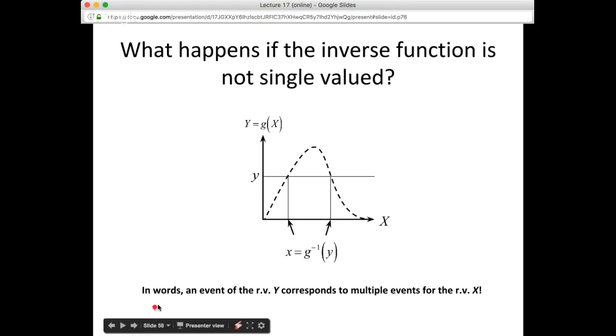And so in words, basically, we were saying that an event of the random variable y, that would be the specific value of little y here, random variable y equal to little y, now corresponds potentially to multiple events for the random variable x. So we've got multiple random variable x events corresponding to a single event for the random variable y. And that becomes an issue if we're trying to map the probabilities from the random variable x to the random variable y, right?